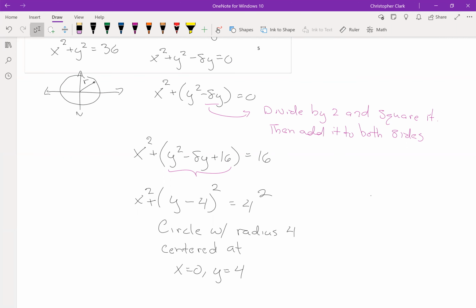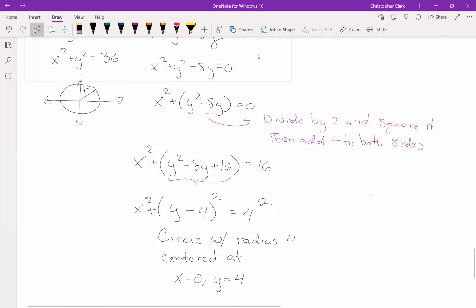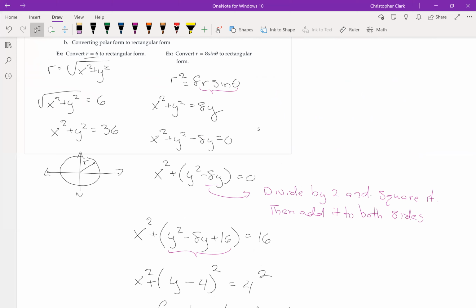So this is a similar example where this whole equation, x squared plus (y minus 4) squared equals 16, is just telling us about a circle, and that can be written as r equals 8 sine theta. So one of these is a lot more compact and a lot easier to work with than the other. And this is another example in which polar coordinates are easier to work with than rectangular coordinates.